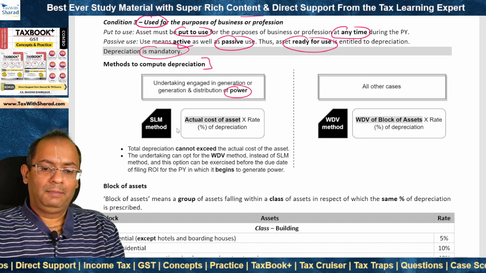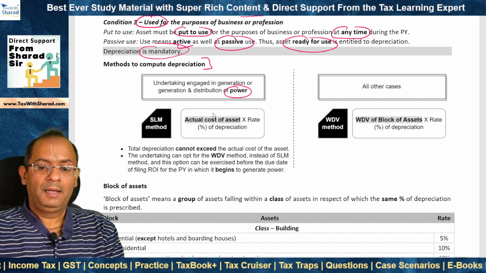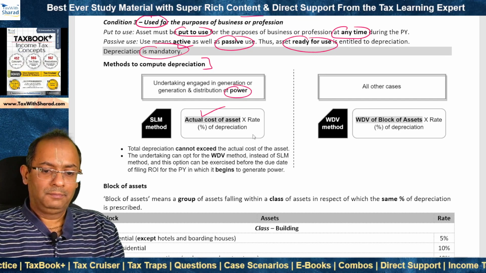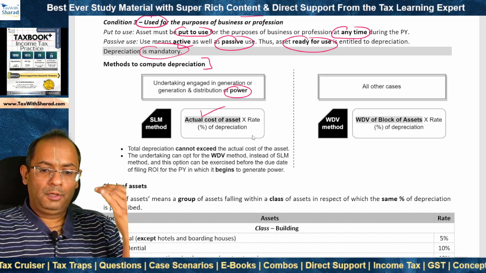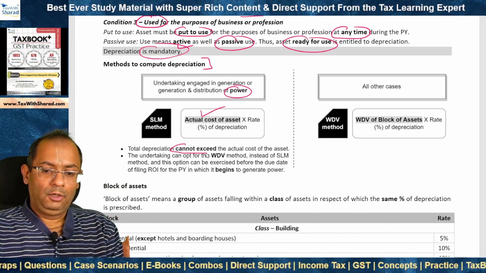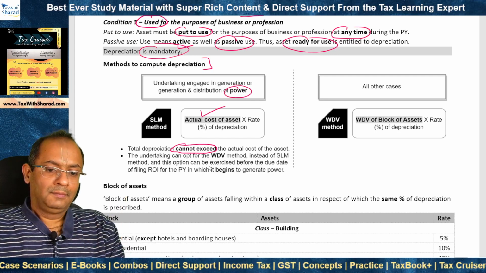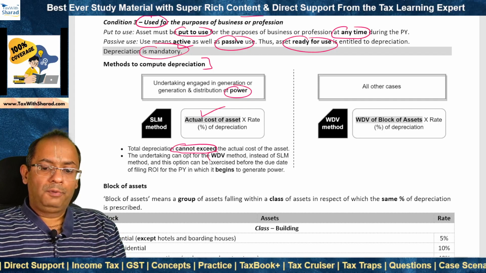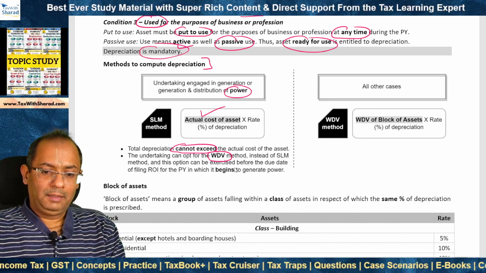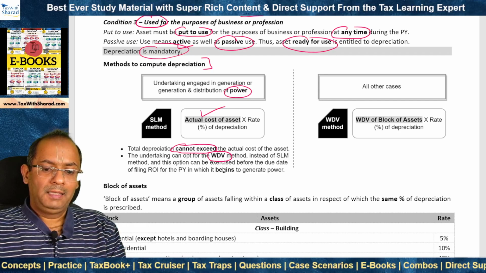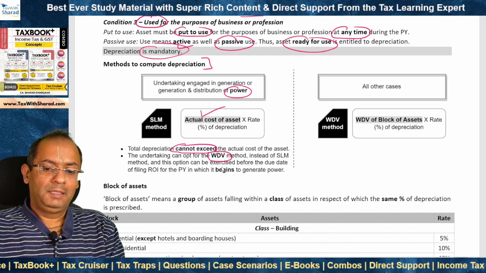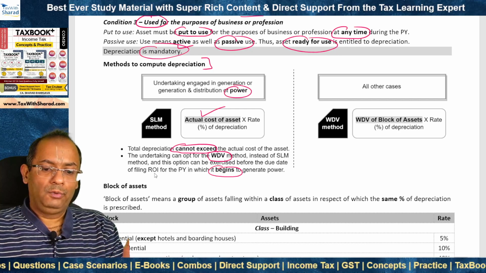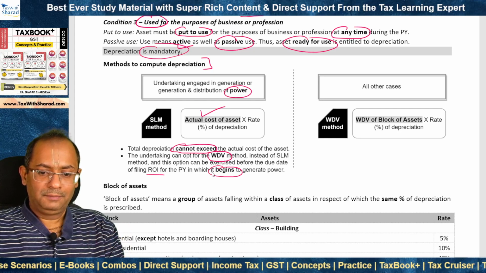In that case, the SLM method applies and depreciation is calculated as per the formula: actual cost of asset multiplied by the percentage rate of depreciation. So depreciation is allowed year on year on SLM basis and the total depreciation cannot exceed the actual cost of the asset. The undertaking also has an option to opt for the WDV method instead of the SLM method. But this option can be exercised in the first previous year, that is the previous year in which it begins to generate the power, and it can be exercised before the due date of filing return of income for that previous year.